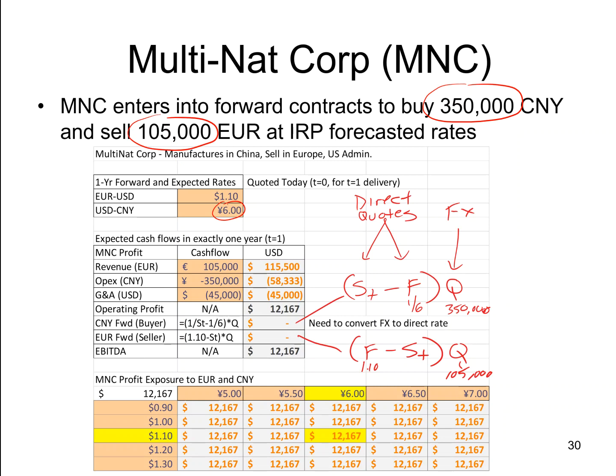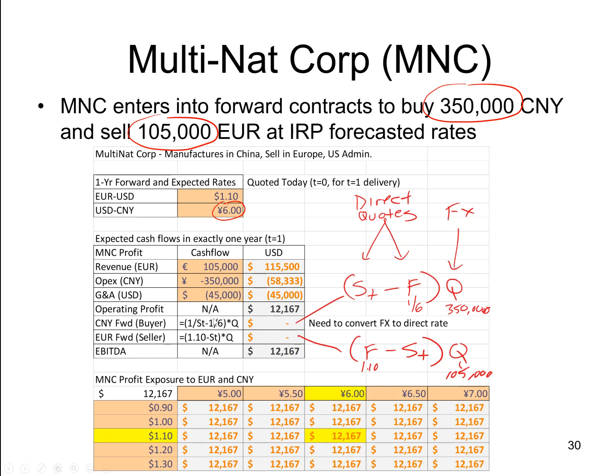If they do that, and let's assume that's a cash settlement contract, well, think about it, first of all, even if it's not cash settlement, you no longer have risk in exchange rates, right? If you know you're going to pay 350,000 yuan and you have a contract to buy them at 6, and you know you're going to get 105,000 euros and you have a contract to sell them at $1.10, you no longer have risk. But we can input that into our spreadsheet.